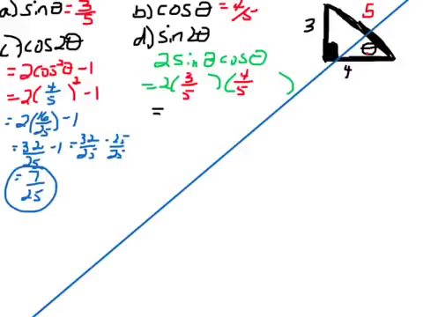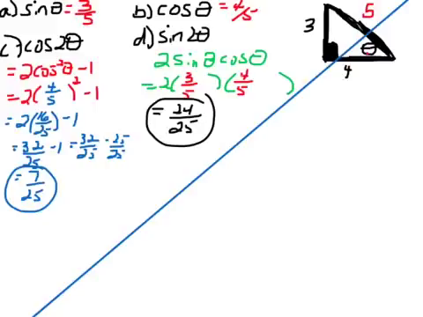So if we multiply that through, remember on fractions, you multiply across the top and then you multiply across the bottom. So 2 times 3 is 6, times 4 is 24. And then on the bottom, 5 times 5 is 25. Okay, so that's all we do there. I'll use the line as a divider, I guess.